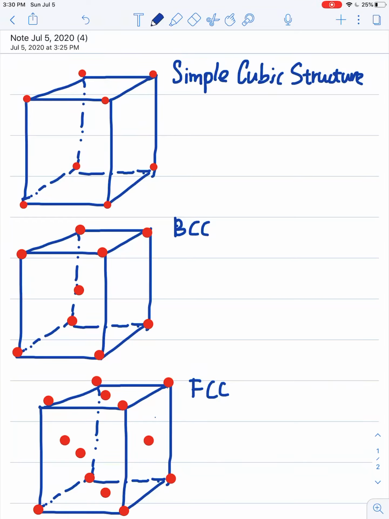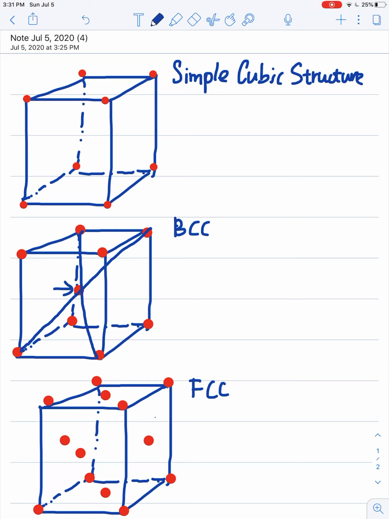Previously we mentioned metals could have BCC structure or FCC structure, and now let's look at FCC and BCC here. So for a BCC, which is a body-centered cubic structure, we have an atom at the center of the cube. Let me draw the diagonal line of the body, the cubic.